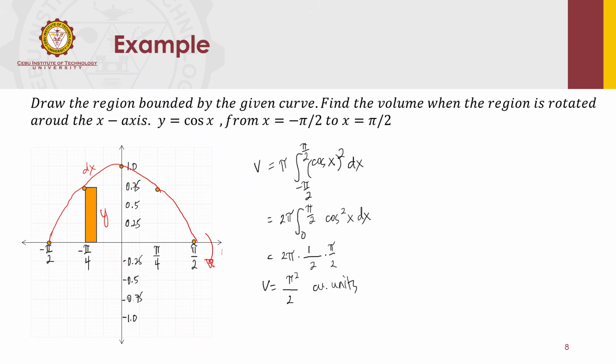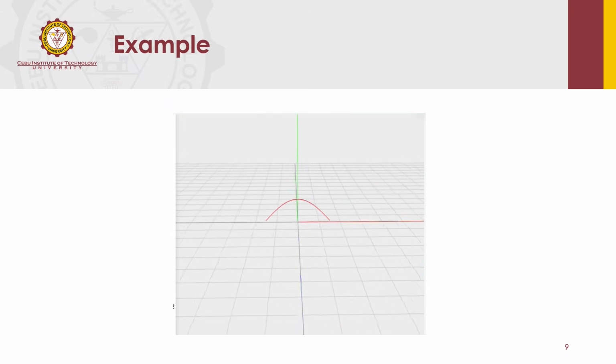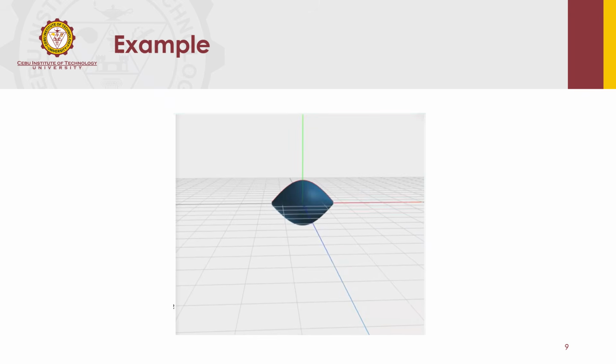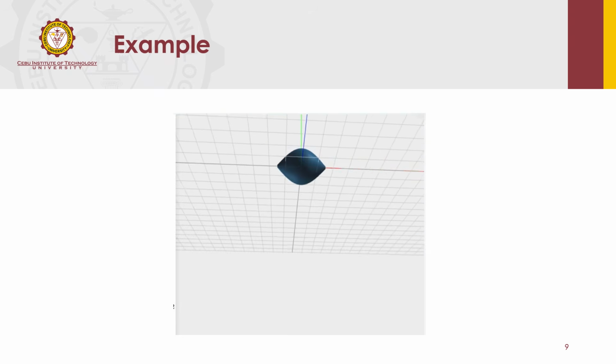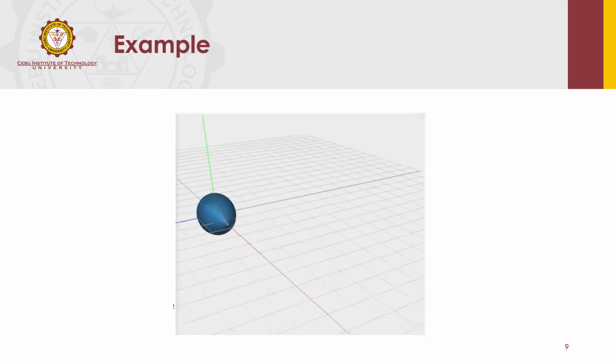Or in decimal form, that's 4.9348 cubic units. So we have the curve, and if we're going to rotate it around the x-axis, that's how it looks like.